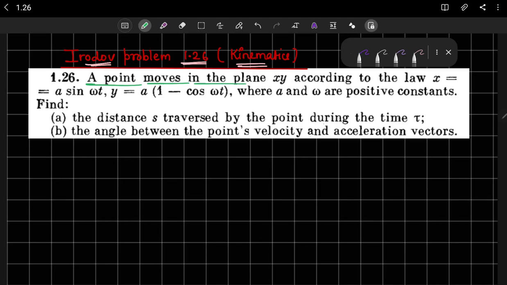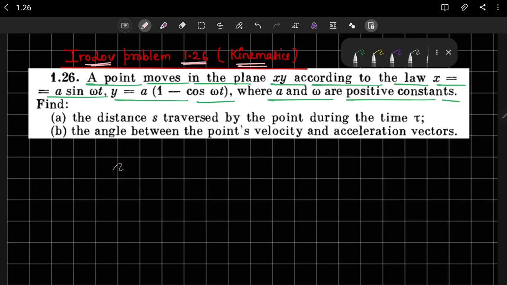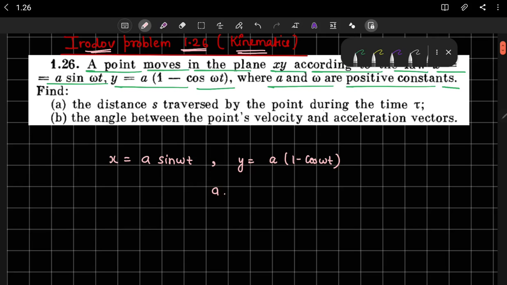A point moves in the plane xy according to the law x is equal to a sine omega t and y is equal to a times 1 minus cos omega t, where a and omega are positive constants. So let us say the x and y coordinates in the xy plane are given as x is equal to a sine omega t and y is equal to a times 1 minus cos omega t, which represents the motion of the point. Here a and omega are positive constants.